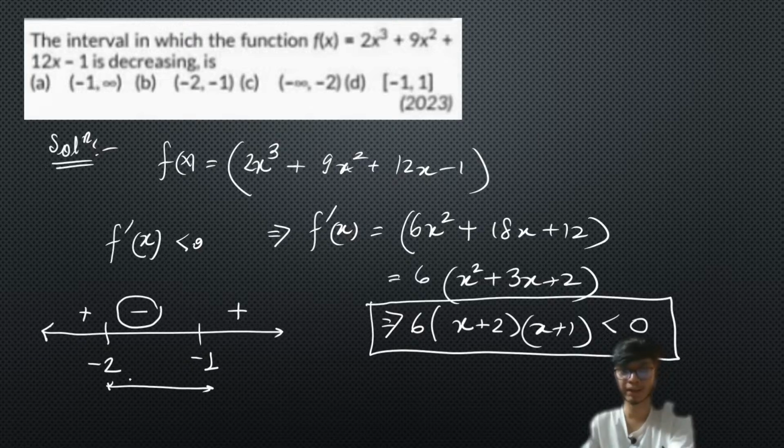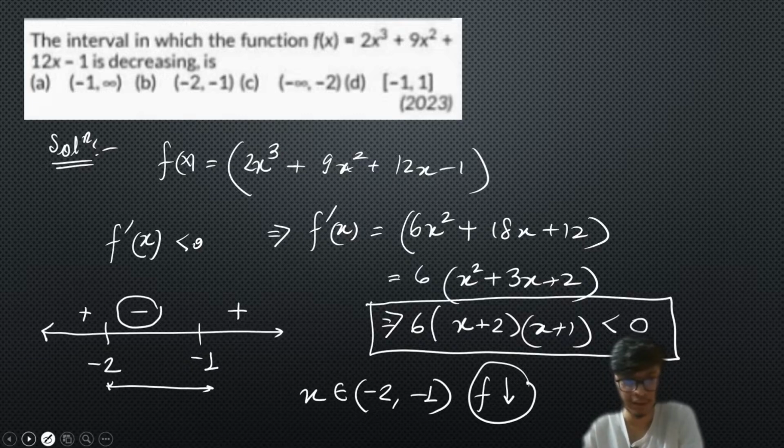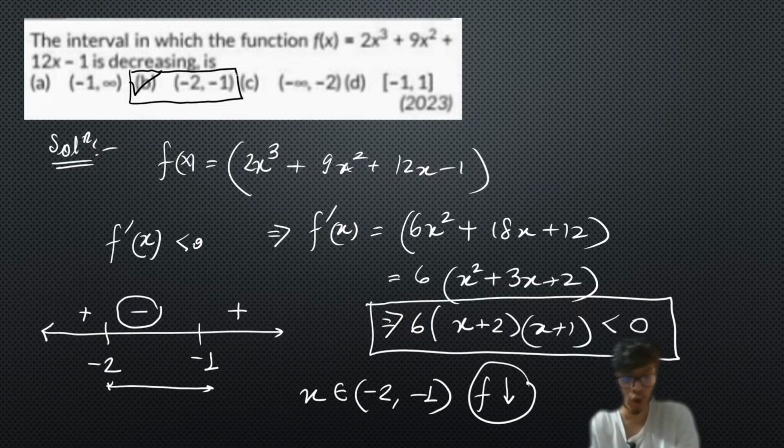This is going to be the interval -2 to -1. So our value of x should be between -2 and -1, for which I will have this function as a decreasing function, right? So from here you can see that the answer to this problem is option B, that is -2 to -1. And you must understand that it is going to be an open interval, right? So we are basically saying that it is a decreasing function, right?